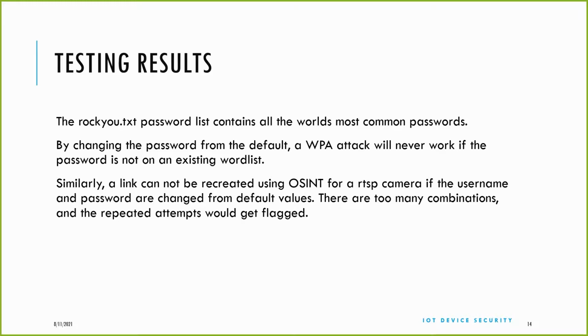By changing the password from the default, a WPA attack will never really work if the password's not on the word list, right? WPA and WPA2 are very, very secure. And so unless you have a compromised password already, you wouldn't be able to get in. There's just too much entropy. Similarly, a link cannot be recreated using OSINT for an RTSP camera if the username and password change from default IDs. Again, there are just too many different combinations, even if you're limited to 4 to 10 different characters, right? If you changed it from admin to, say, user even, or if you change it to a specific username and a specific password, you would never be able to recreate that OSINT link.